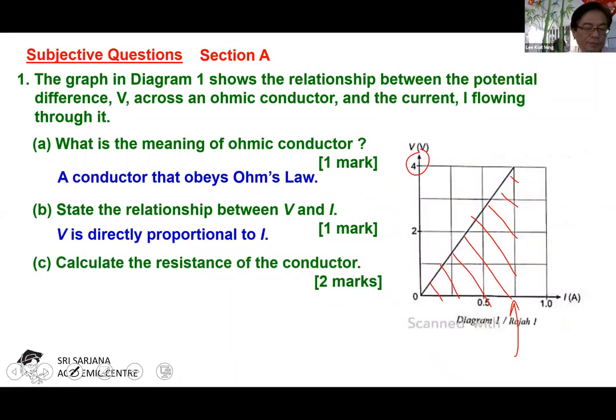So you know that to find resistance, you find the gradient. To find resistance, you actually find the gradient. And you are going to have 4 over 0.75. If you are not aware of this, please make sure you are aware. All right, let's move on.